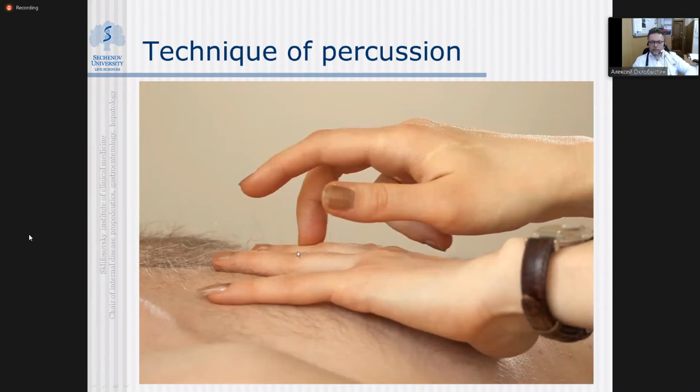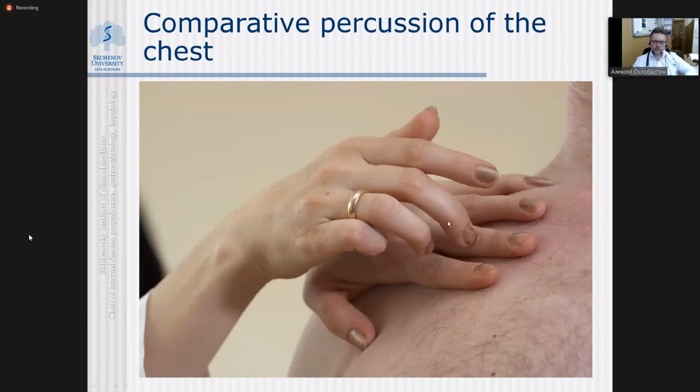Typically, I personally use the distal interphalangeal joint, or you may use the second phalanx of your proximity finger. It should be tightly pressed into the patient's chest. That's how it should be done. Absolutely relaxed wrist joint, a strong plexus finger like a hammer, and relaxed sharp knocks over the proximity finger.